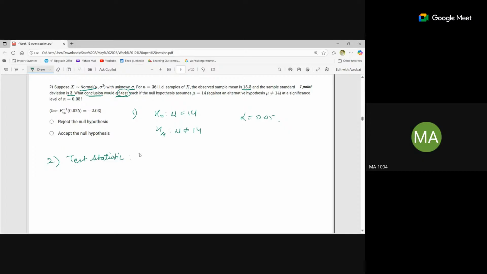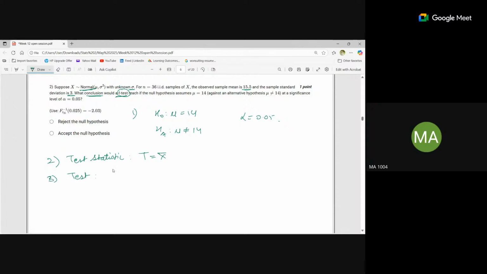What will be my T here? X bar, the sample mean. So my T would be X bar, right? Now the third thing is what would be my test?